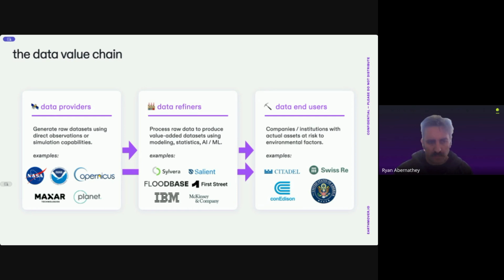for the end users. Of course, there's also an arrow going directly from data providers to the data end users, and that's an arrow I'm interested in as well. There's, I think, a lot of opportunity to make raw data more useful and more accessible to everyone, not just specialized agencies. And so we'll touch on that topic a bit later in the presentation.